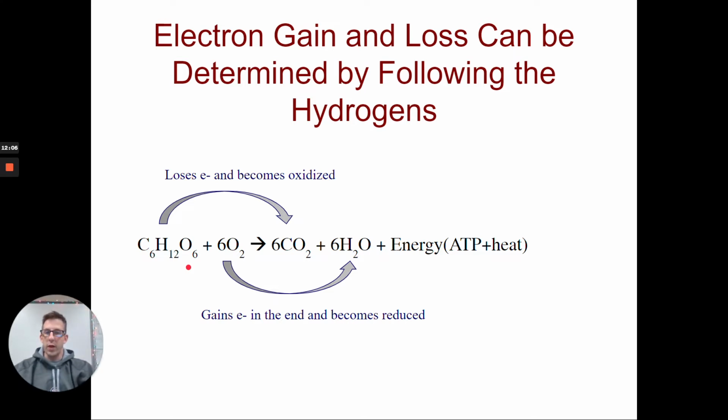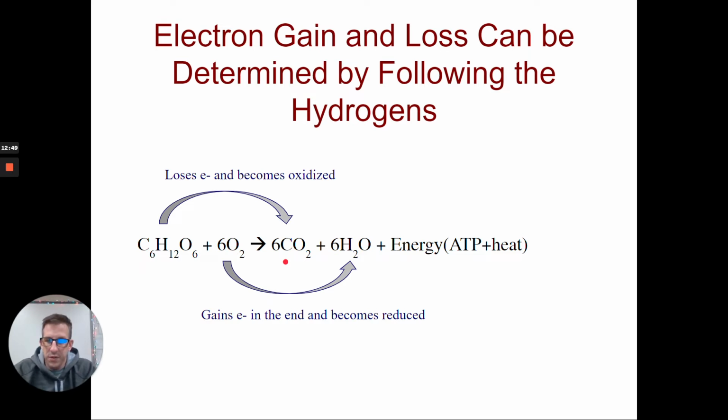And what we want to do when we're tracking these high energy electrons is look at the hydrogens and figure out what's happening to them, okay? So let's look first at glucose, C6H12O6. We can look at that and say, okay, it's got like 12 electrons because it's got 12 hydrogens. And we want to see what does glucose become on the other side. And so to understand what it becomes, we kind of have to track the atoms, right? And okay, so we've got carbon in glucose, we've got hydrogen in glucose, we've also got oxygen in glucose.